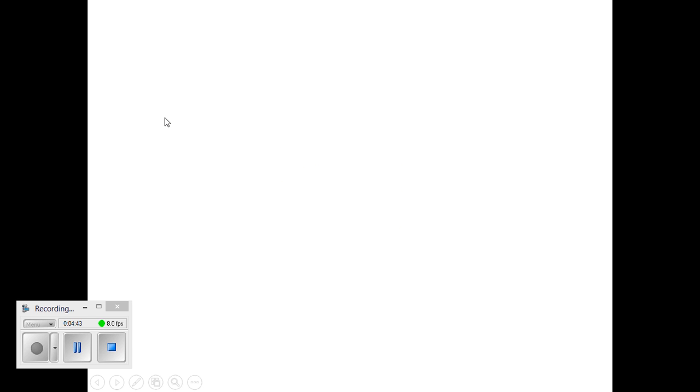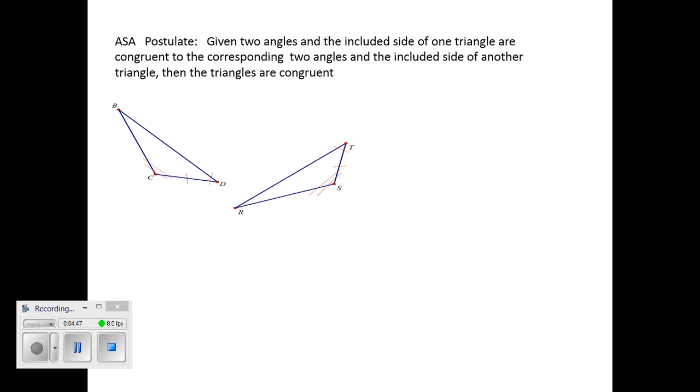That's postulate 4.3. Okay? And finally, we have the ASA, which as you can see down here, the way it's marked, is the side in between two angles.